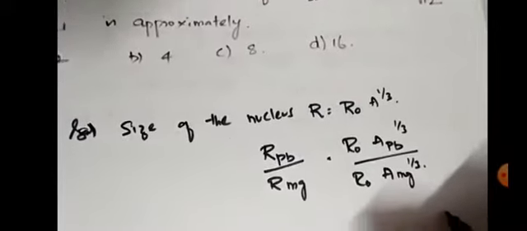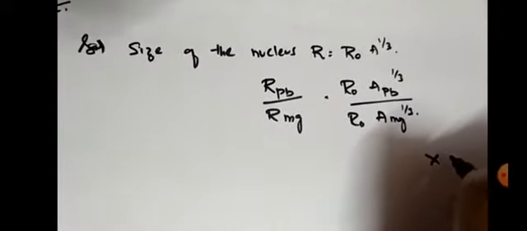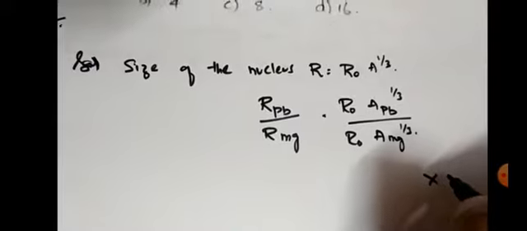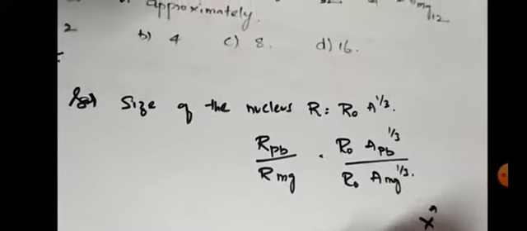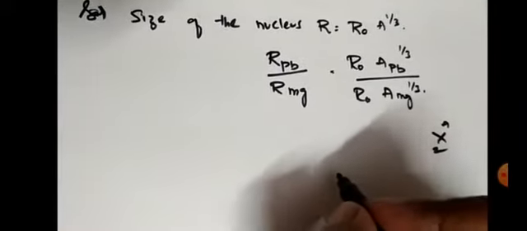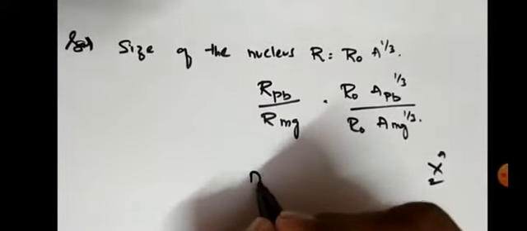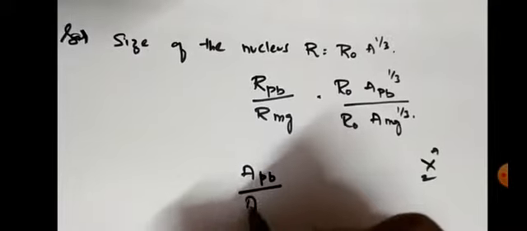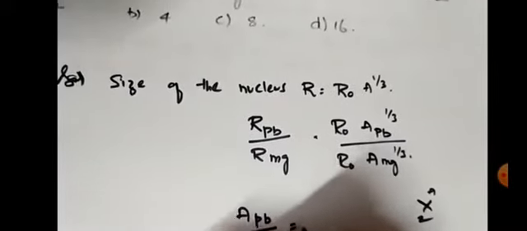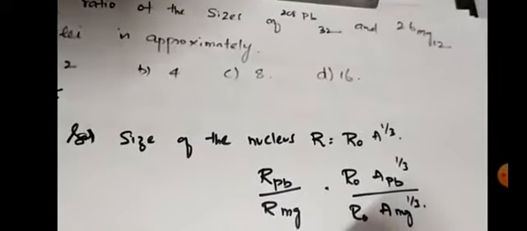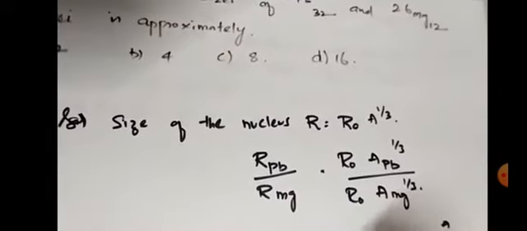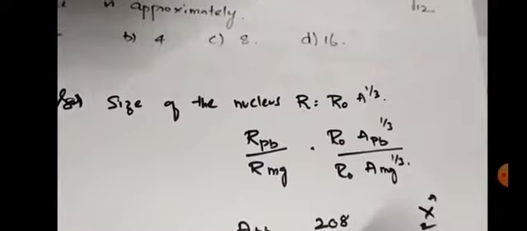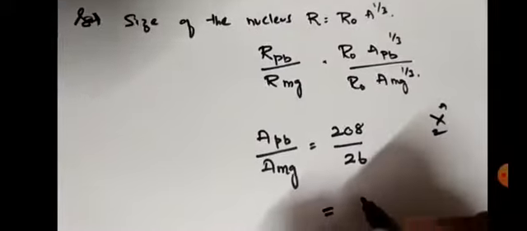We know that A is nothing but the mass number. So A Pb divided by A Mg, we know from the question that for lead it is 208 divided by 26. If I cancel it, it will come 8.